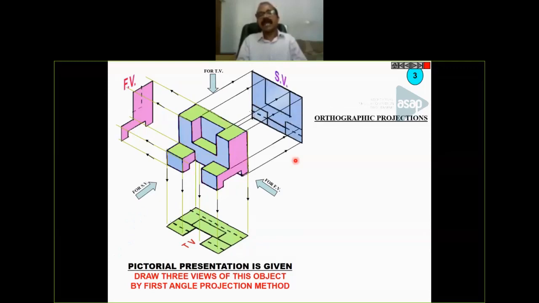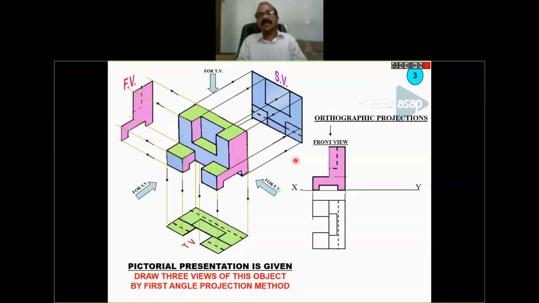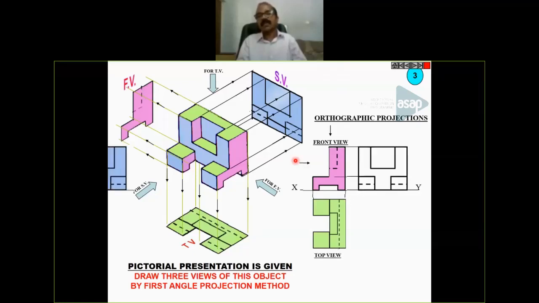Okay, XY, elevation. The elevation, or we call it the front view. Then draw the plan. Then you have to draw the profile plane. Then plot the side view. So that completes our orthographic projection. The visible edges also you have to thicken.